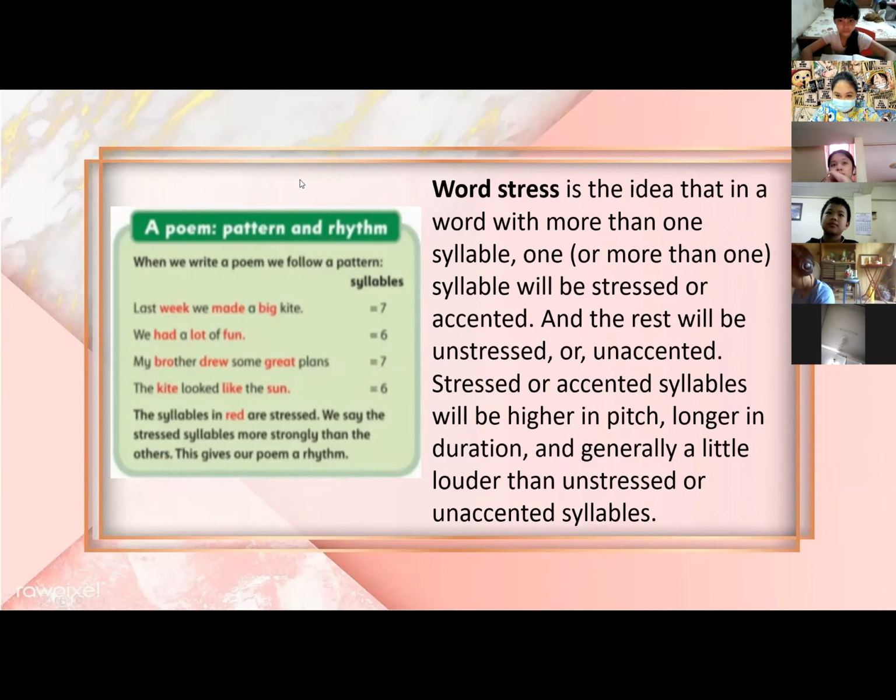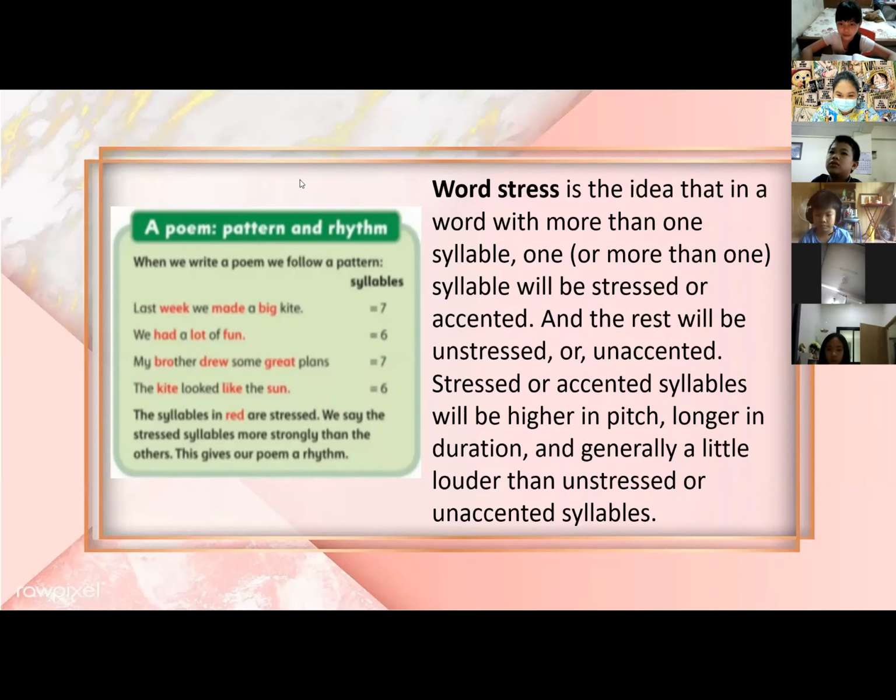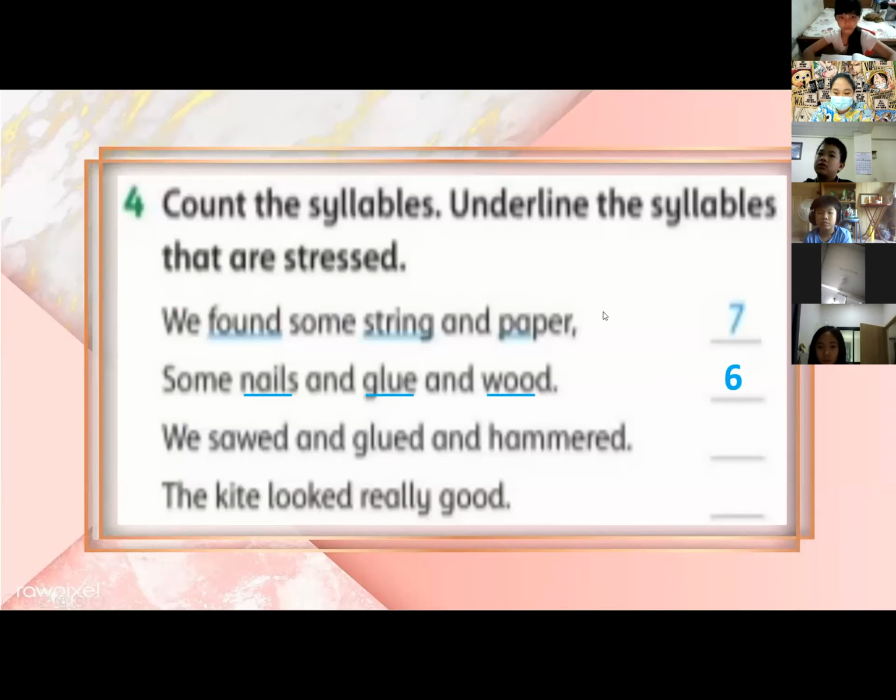And what do we mean by word stress? Word stress is the idea that in a word with more than one syllable, one or more syllables will be stressed or accented, and the rest will be unstressed or unaccented. Stressed syllables will be higher in pitch, longer in duration, and generally a little louder than unstressed or unaccented syllables. Very good.